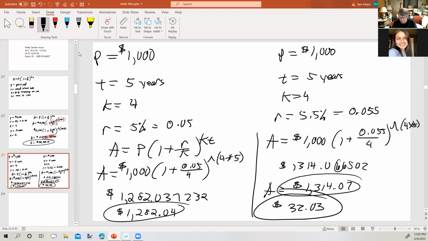So what does that say? That says if you've got 2 options of investing $1,000 for 5 years at compounded quarterly, having an extra 0.5% interest will get you $32.03 more over the same period of time. So the better interest rate, typically the better that you'll do. Okay. Any questions about that particular example?